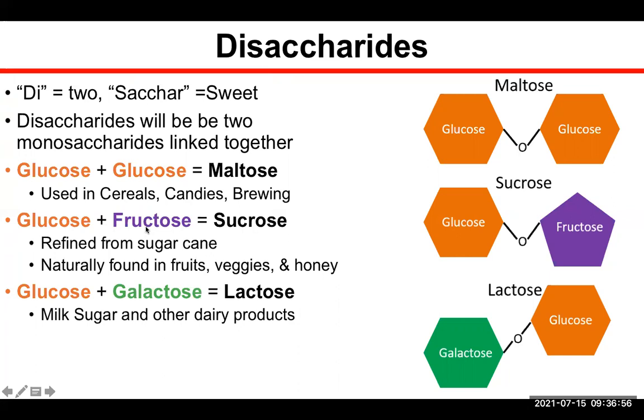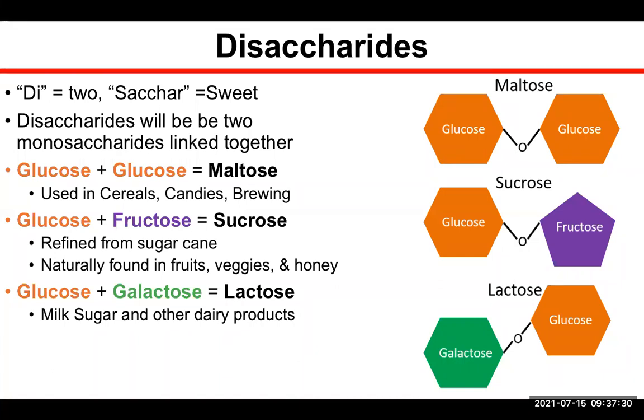Glucose attached to a fructose is going to lead to sucrose. And this is typically what you're going to find. This is what table sugar is. So this is going to be a refined version of sugars, white sugar. This form of the sugar is also naturally found in fruits, vegetables, and honeys, but the whole purification process out of all of these natural organisms is how we end up using it for table sugar.